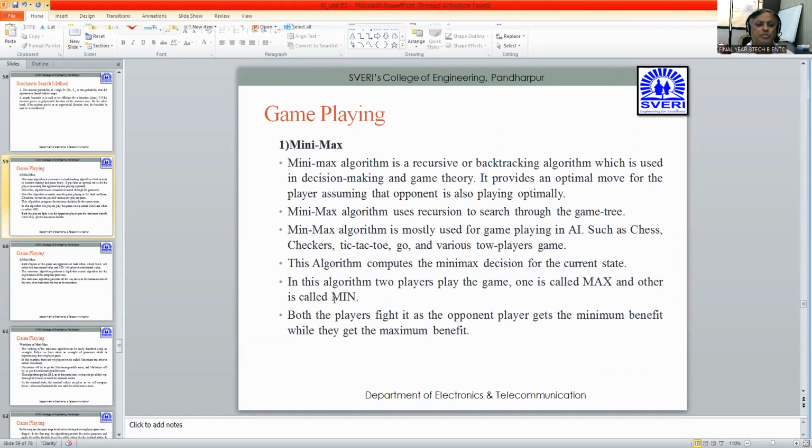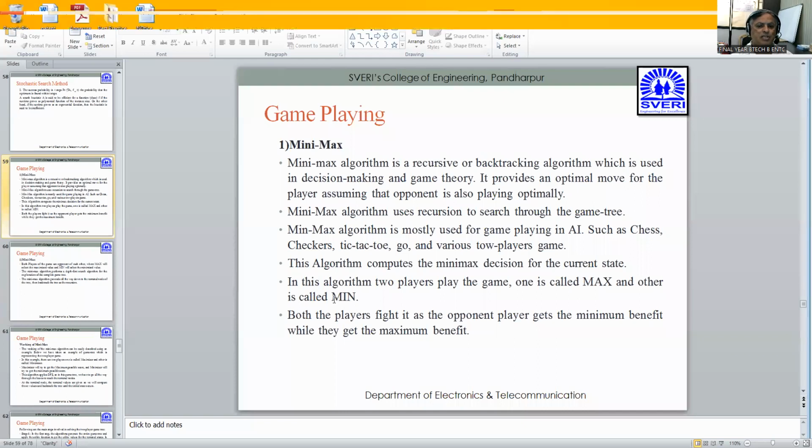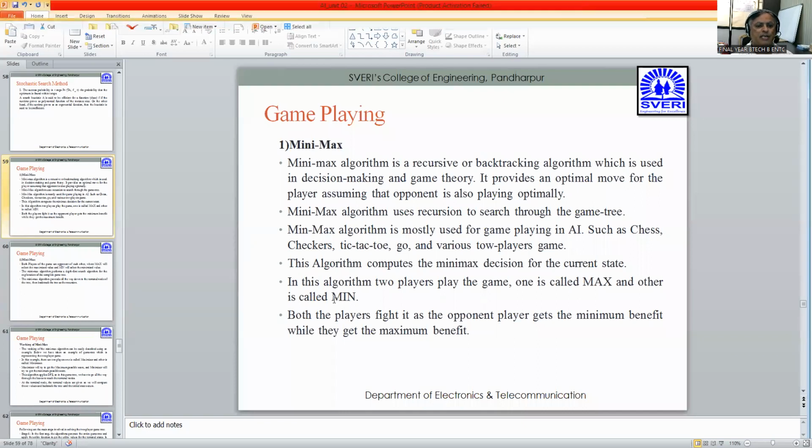Minimax algorithm uses recursion to search through the game tree. So obviously I have said that it's a recursive kind of a technique called backtracking. And obviously it will be possible only if all the nodes come under a tree. Minimax algorithm is mostly used for game playing in AI, such as chess, checkers, tic-tac-toe, Go, and various two-player games.